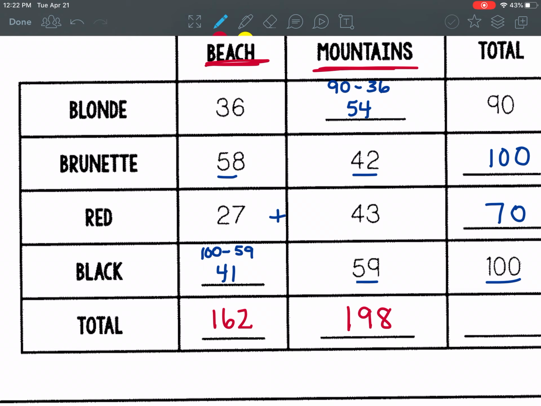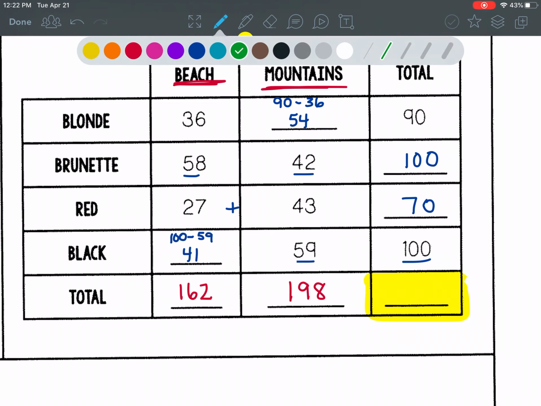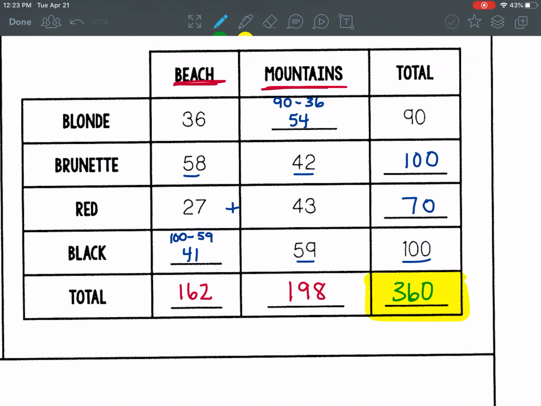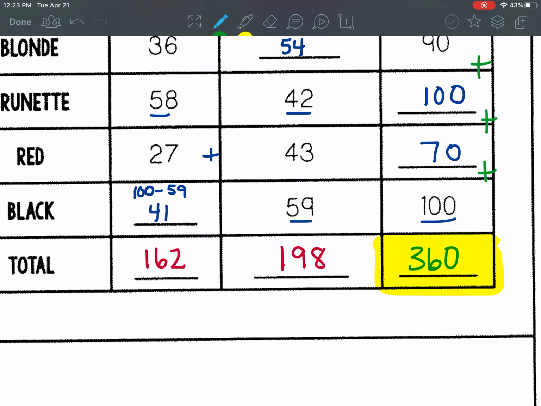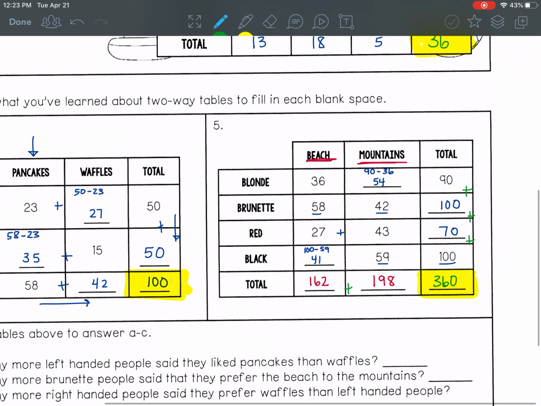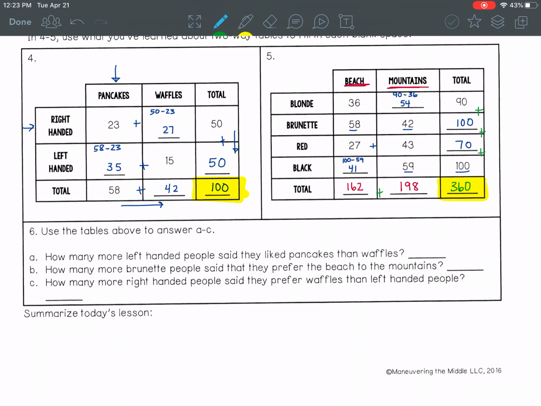That's our mountain people. Okay, now, last step, this total box needs to add both ways. So let's do 90 plus 100, so 190 plus 70 is 260. Plus 100, we get 360, okay? And that was all of these added together. Now, let's make sure our beach and our mountain people add to 360, and they do. I just tried it in the calculator. Okay, so that's how to find missing numbers in a two-way table.